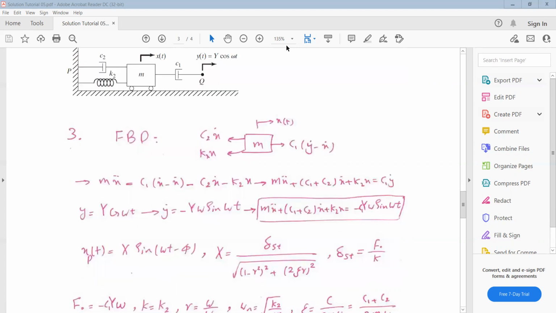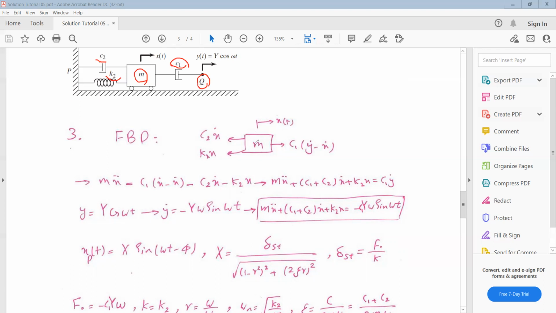So we need to extract the equation of motion. For this case, we have two dampers. One is here, C1, the other one is C2, and one is a spring with stiffness K2. We can plot the free body diagram for this mass M, but when you plot the free body diagram, the force in the damper with coefficient C1 depends on the velocity of point Q, or y dot. So we can write the free body diagram, and this term will appear as a non-homogeneous term in the equation of motion.